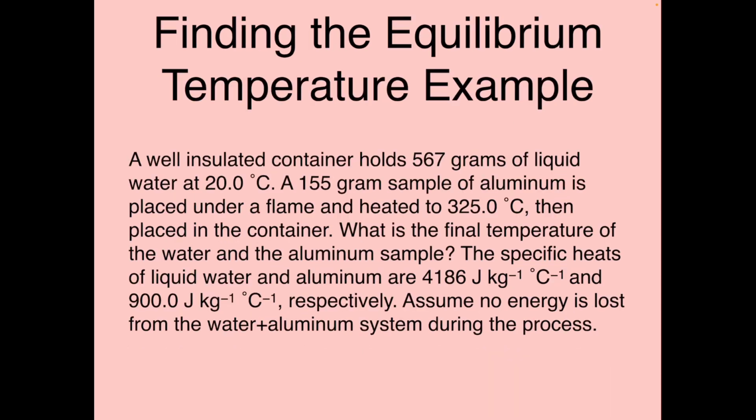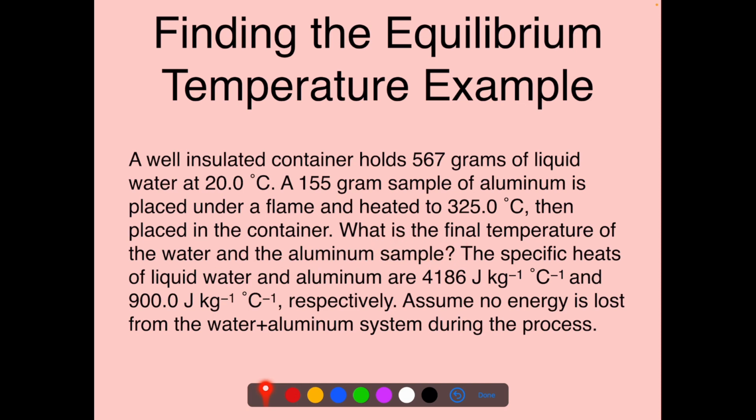So let's do an example where we put that idea to use. A well-insulated container holds 567 grams of liquid water at 20 degrees Celsius. A 155 gram sample of aluminum is placed under a flame and heated to a temperature of 325 degrees Celsius. So we have a very hot chunk of aluminum. And then we place that into the container of water. The question we want to answer is, what is the final temperature of the water and the aluminum sample?